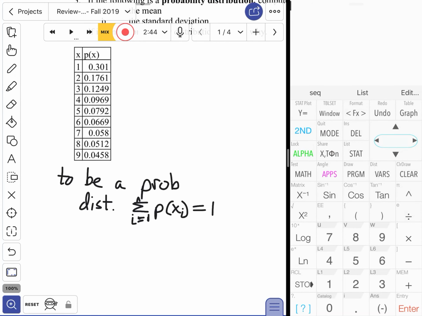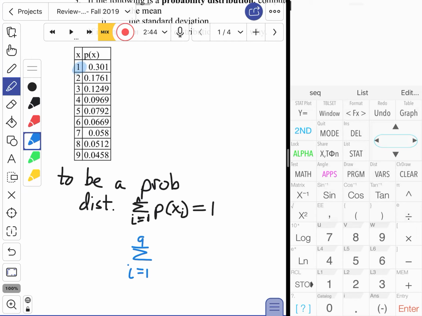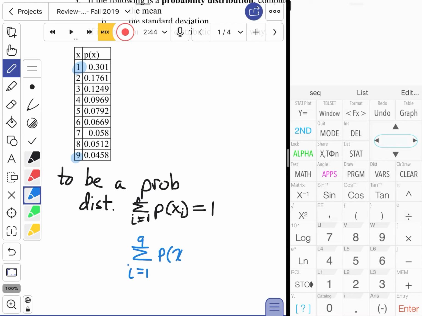So I'm looking at, again, it's just notation, but it's saying if I have the first value going to the 9th value, in this case because the first value is 1, and the 9th value happens to be 9. It doesn't always play out that way, but that's the way it is in this case. If I were to take the probabilities associated with those values and add them up, the result should be equal to 1. I don't know if that's necessarily the case.